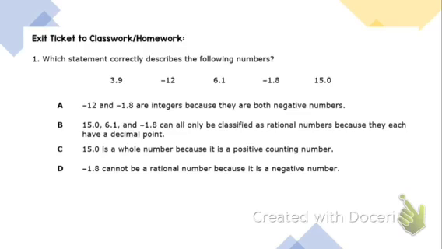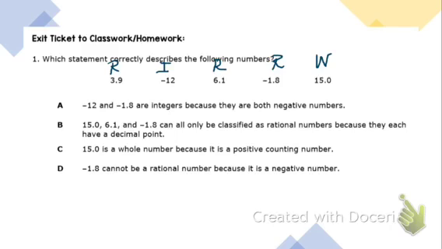So, number 1, which statement correctly describes the following numbers? So let's classify these. 3.9, that's a rational number, so I'm going to put R. Negative 12, that's an integer. 6.1, it's a decimal, it's terminating, so rational number. Negative 1.8, it's a decimal, it doesn't matter, it's negative, it's a rational number. 15.0, that's a whole number. They try to trick you with that 0.0, but that 0 is just a placeholder.